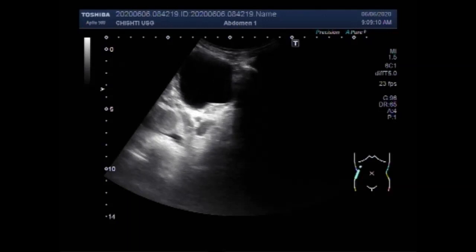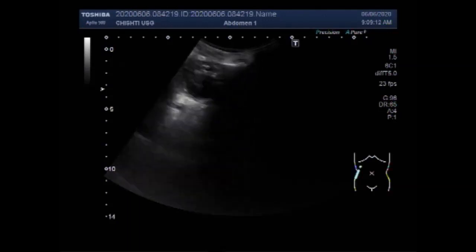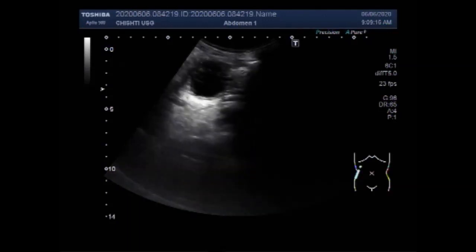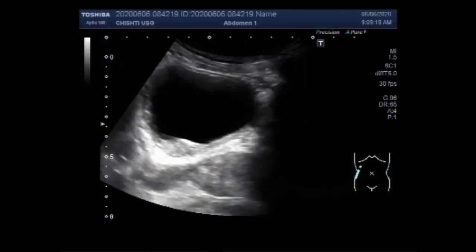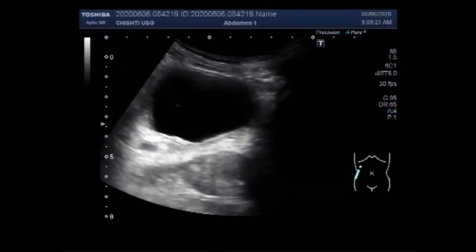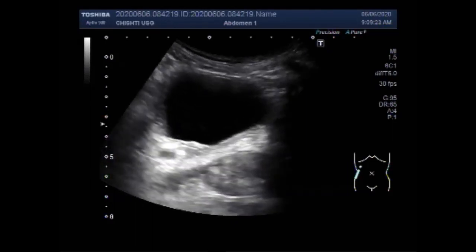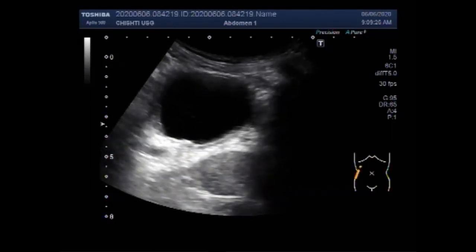Now this is the urinary bladder and you will see a tiny stone, a small stone of about 6 millimeter in the distal portion of the ureter near the ureterovesical junction.